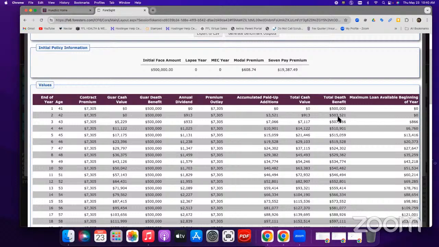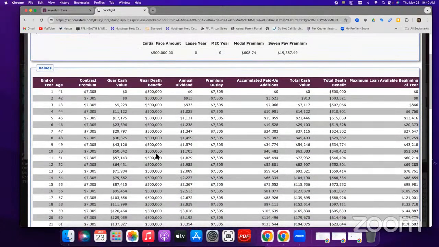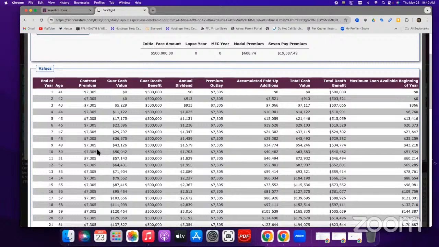to 503. So let's fast forward 10 years. Okay, so at the 10-year mark, you have put in this 7,305 every single year for 10 years now. So now you've put in $73,500.